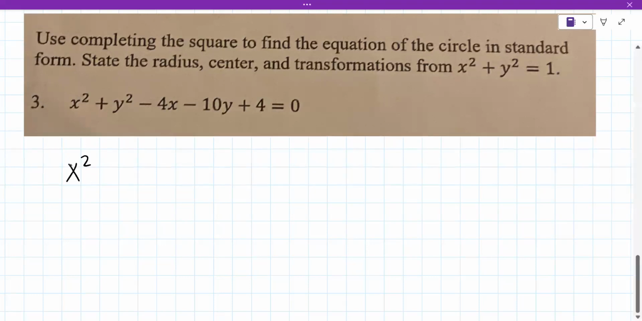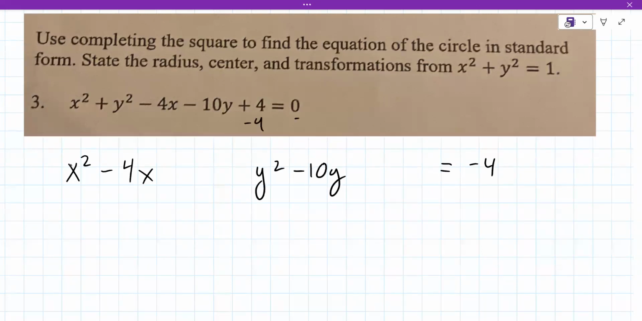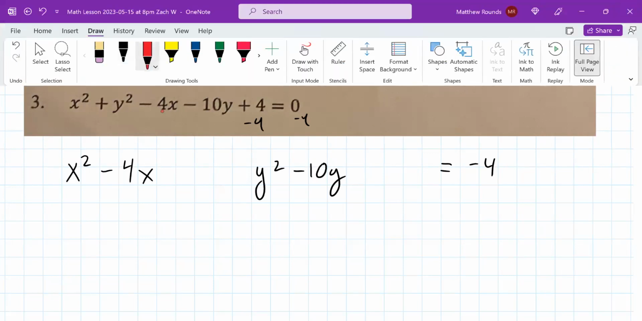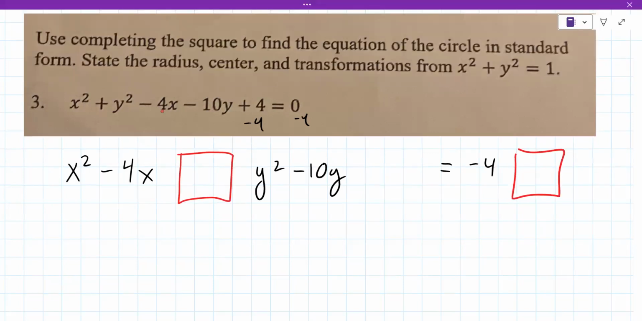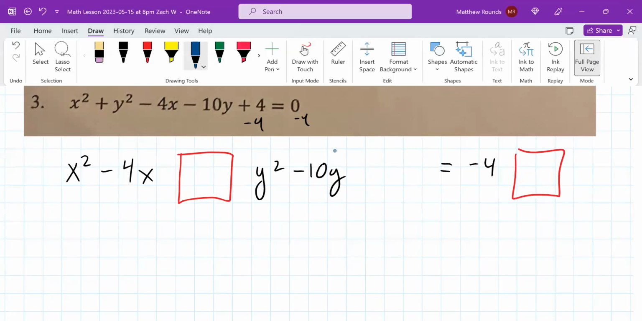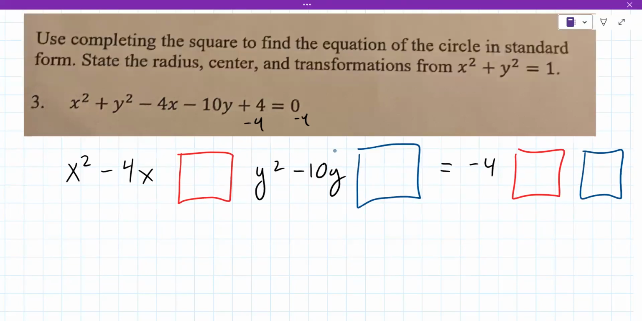While you're doing that, here you group the X terms together and you group the Y terms together. And then you also move the number to the other side. So just get them all together. Now you have to do completing the square, but you have to do it twice here. You figure out what goes in the red box, and then what goes in the blue box. You're just doing it twice.